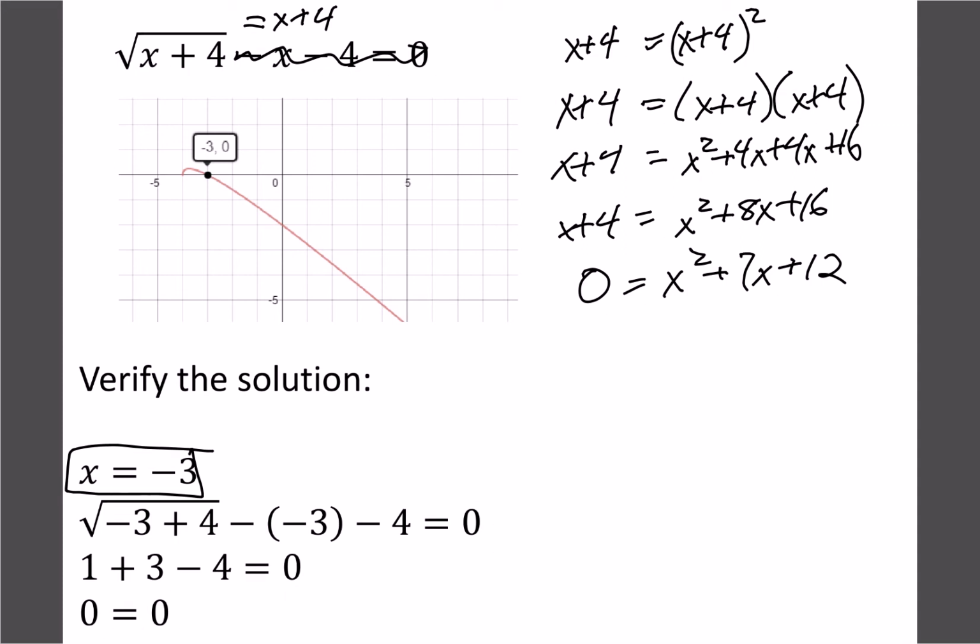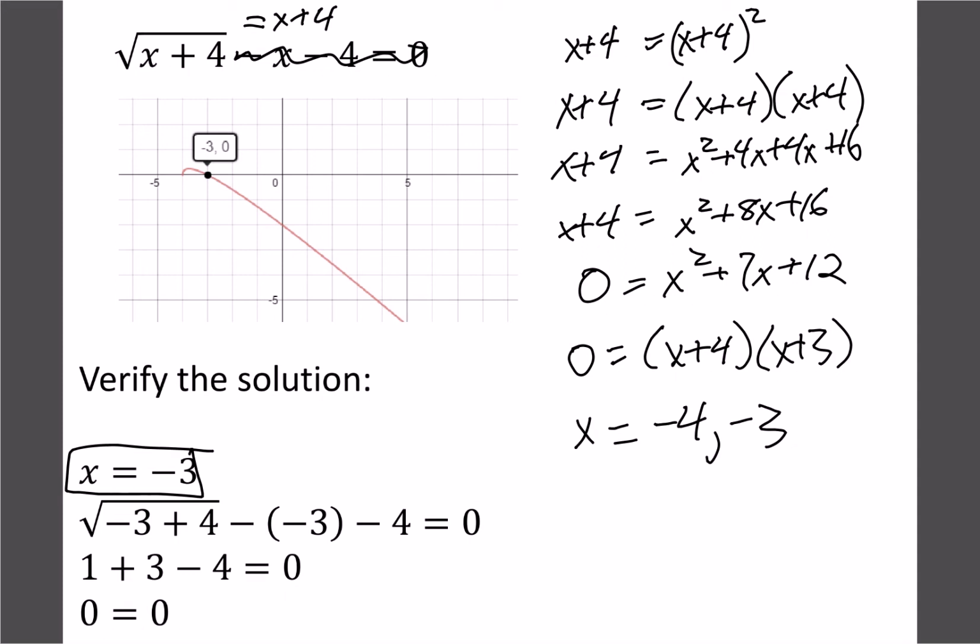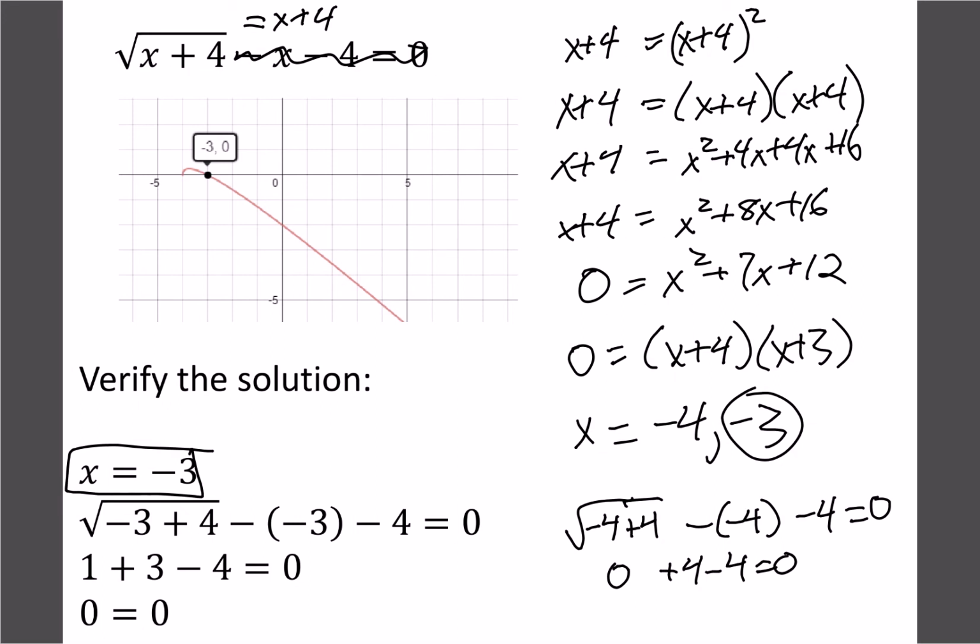So we end up with a quadratic, and once you have a quadratic, you can either factor it, use the quadratic formula, or use a solver in your calculator, whatever you prefer. In this case, it's pretty easy, so let's just factor it. We need numbers that multiply to give us 12 but add up to 7, which are 4 and 3. Therefore, we get answers of -4 and -3. The -3 we already got from the graph, so we know that one's good. But what about the -4? If we plug the -4 back into the original, we'd have the root of -4 plus 4, and then minus -4, minus 4. That gives us 0, and 0 equals 0, which is good.